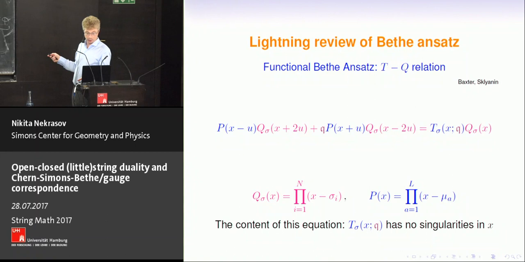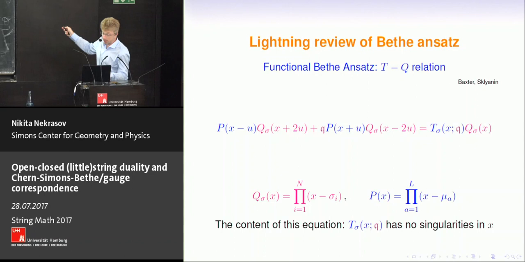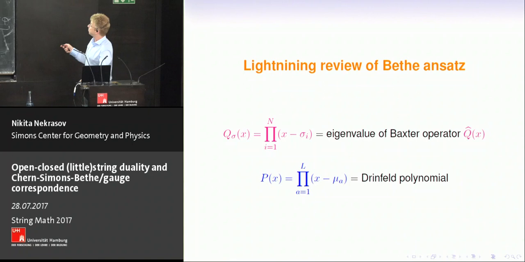polynomial on the left-hand side is divisible by Q, where you put Q with shifted arguments, it vanishes. So the claim is that it vanishes precisely when Q vanishes. And so the polynomial in X on the left is divisible by Q. In other words, if you divide the left-hand side by Q, the ratio has to have no singularities in the variable X. So that's the content of this equation. The polynomial P, whose roots are the inhomogeneities, is called the Drinfeld polynomial. And Q of X, whose roots are sigma i, is in fact an eigenvalue of an operator, which you can construct separately, which is called the Baxter operator.